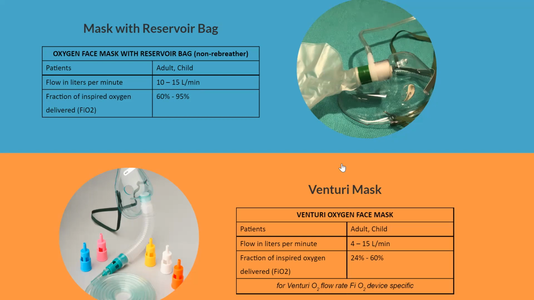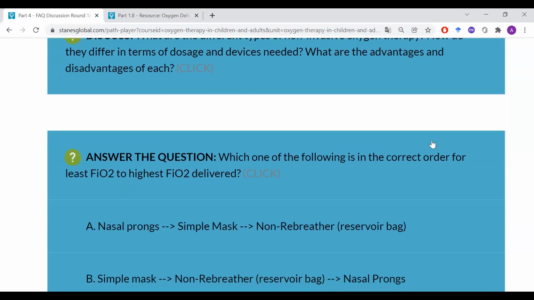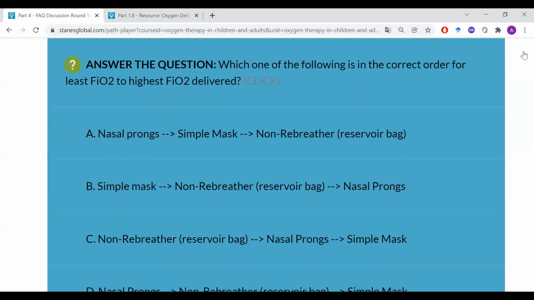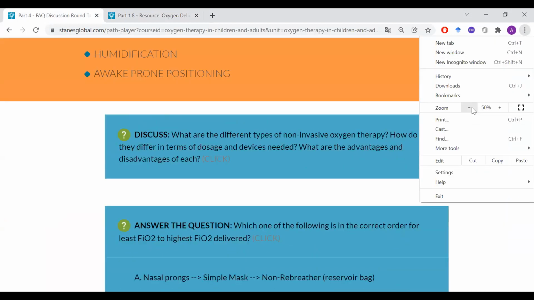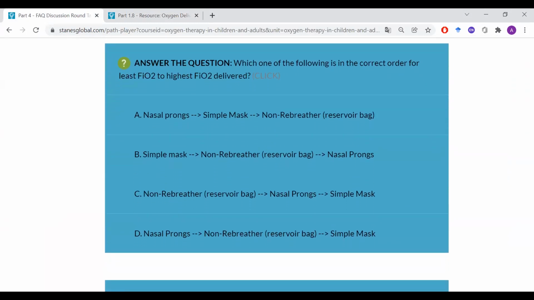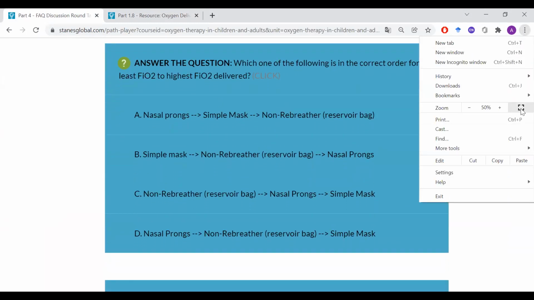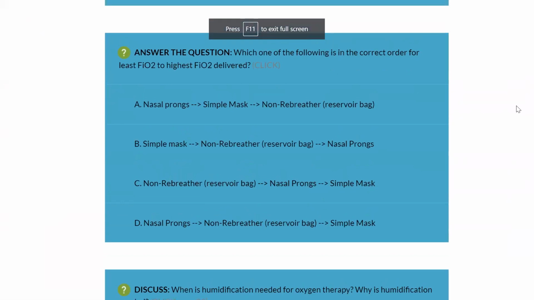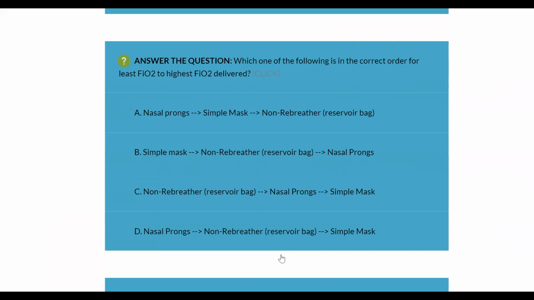Nice. Let's go to the next question. I'm conscious about time, so some of these questions will just keep going because they are straightforward. This one is an easy question. Which one of the following is in the correct order for least FiO2 to highest FiO2 delivered?